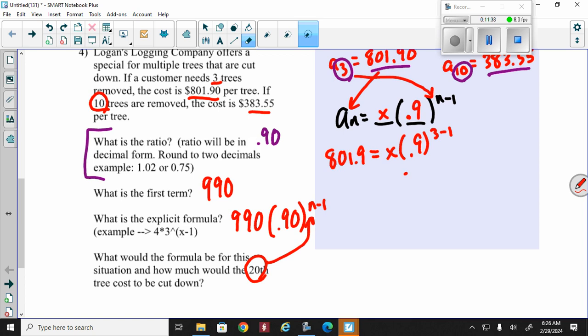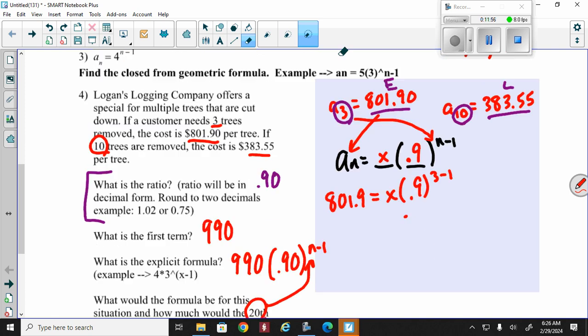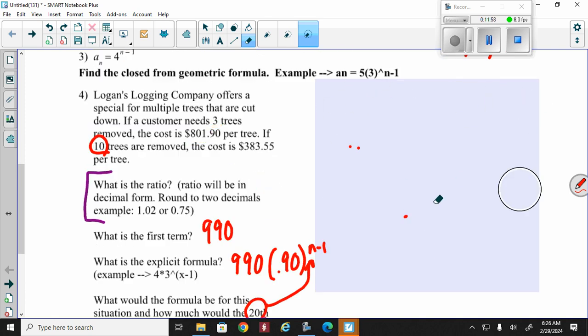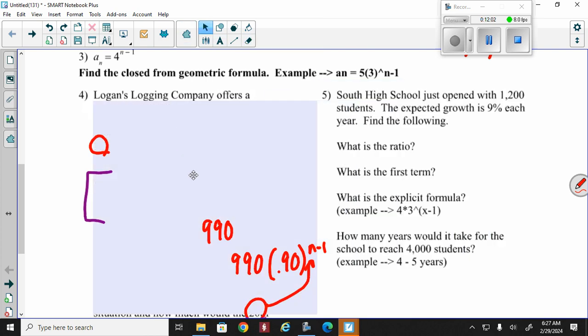I'm just going to plug 20 into that. So 990 times 0.9 raised to the power of 19, because technically it's 20 minus 1. So $121, and we'll just say 58 cents. There we go. All right. Pretty simple. All right, moving on.